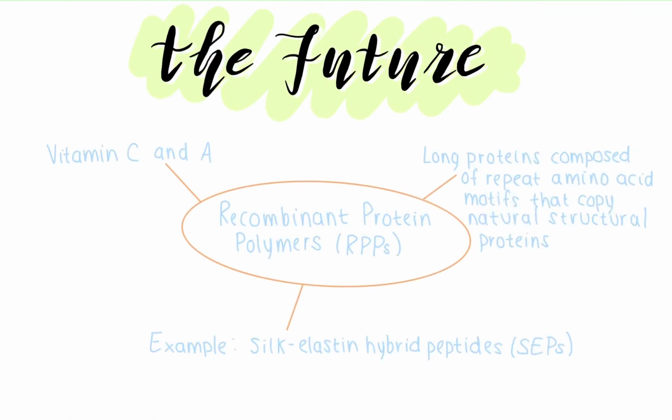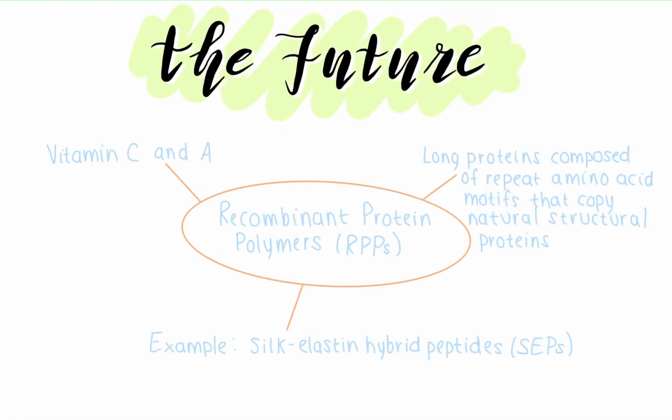So what's the future of polymers in personal care products? Recombinant protein polymers have been researched and developed for decades, yet they have only recently started to emerge in personal care products. What exactly are they? They are long proteins composed of repeats of amino acid motifs that copy natural structural proteins. There is a higher demand for recombinant protein polymers from consumers who seek animal-free ingredients that are not derived from petroleum. Due to our understanding of the molecular and structural basis of proteins, we can design recombinant protein polymers with unique properties.